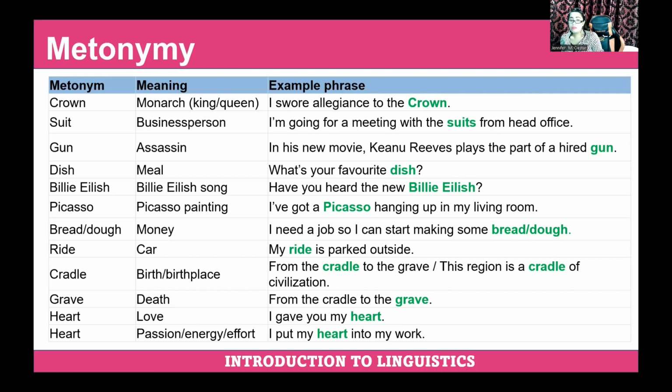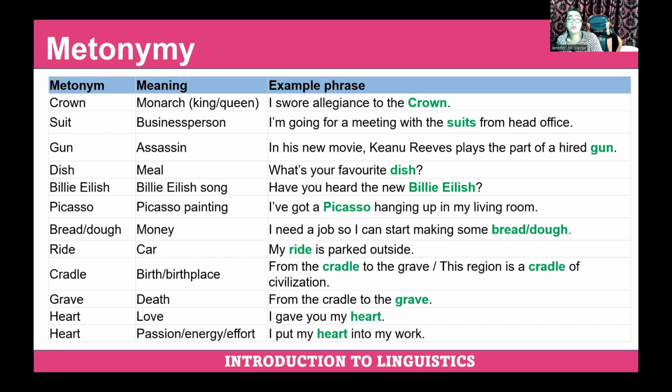Metonym, ang salitang crown, ang ibig sabihin niya ay monarch, king, or queen. Example phrase, I swore allegiance to the crown. Hindi sinabing I swore allegiance to the monarch. Therefore, these are the words that we can use to replace an exact word which will resemble the meaning of it. Tama ba? Pag sinabi kasi natin na crown, it will represent the monarch. So, it means a representation of something. A smaller representation or specific representation of a big idea. So, that's the definition of metonymy.